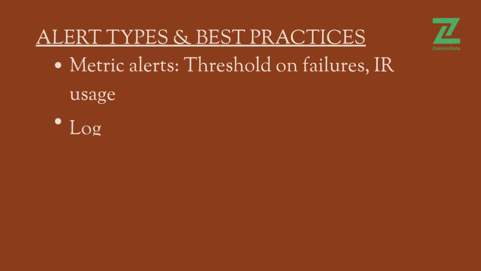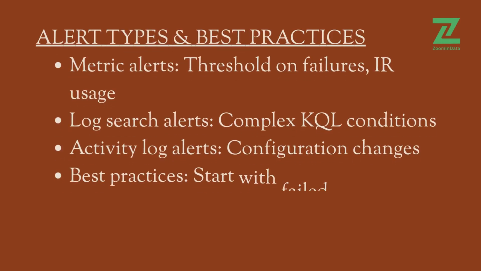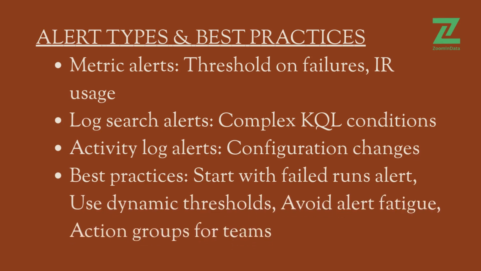Azure Monitor supports metric alerts for simple thresholds like failed runs or high IR usage, log search alerts for complex KQL-based conditions, and activity log alerts for configuration changes or admin actions. Best practices include starting with a basic failed pipeline runs alert, using dynamic thresholds for adaptive detection, avoiding alert fatigue by prioritizing critical conditions, and using action groups to notify the right teams via email or Teams.